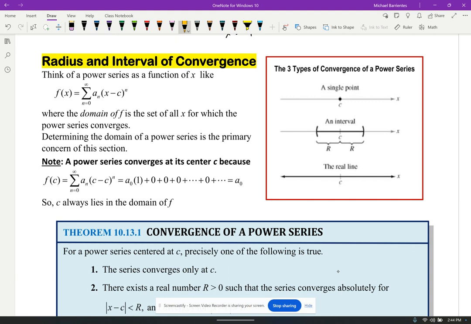But notice that the interval will be symmetrical to the center. So once I know where the center is, there's going to be a certain number of spaces I go to the right and the same number of spaces I go to the left.